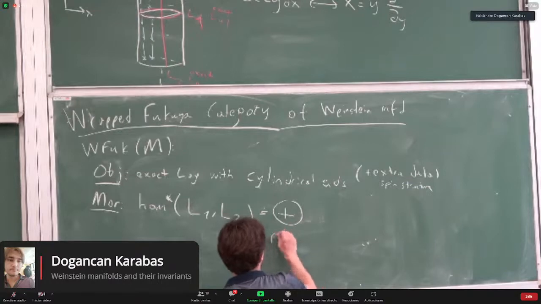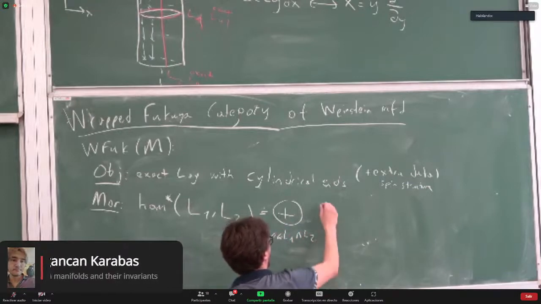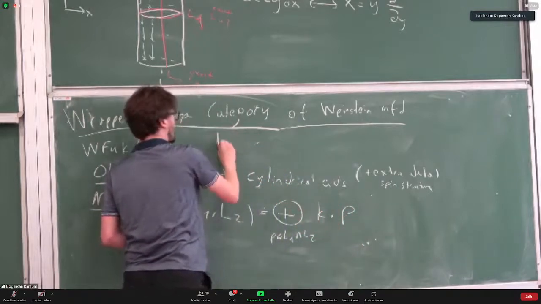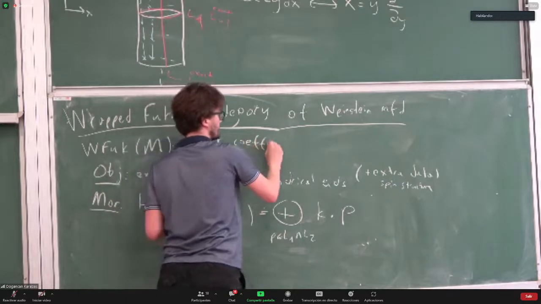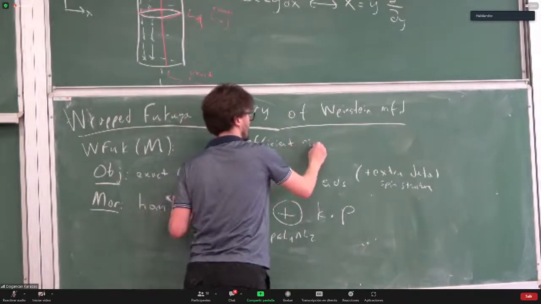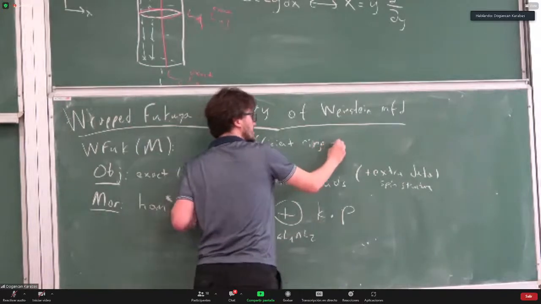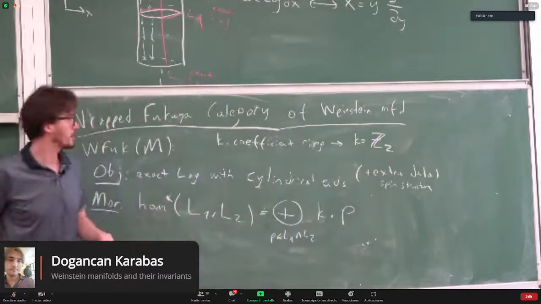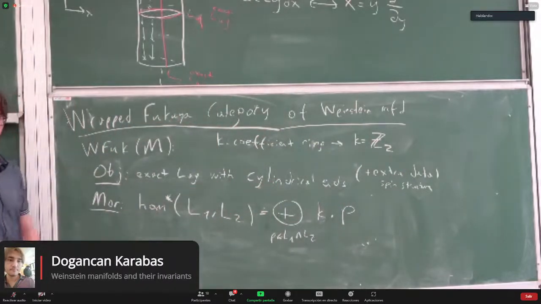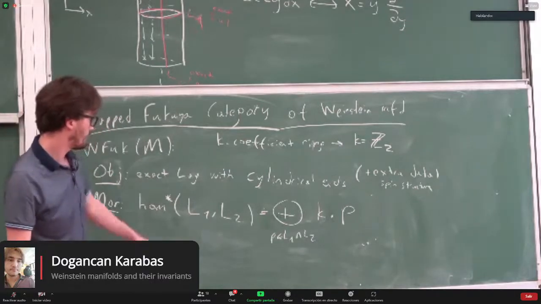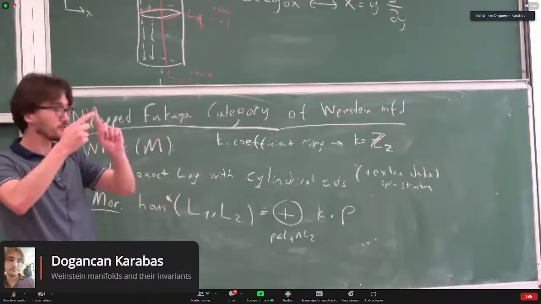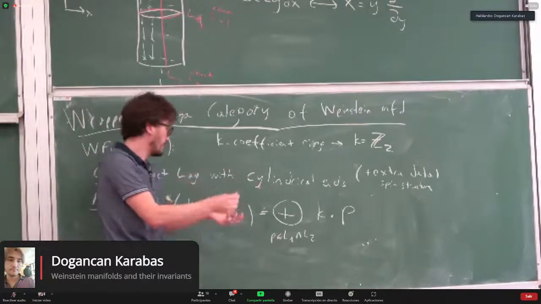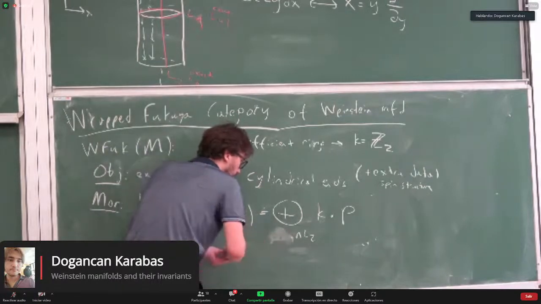So K is your coefficient ring, which in this talk I will take as Z2, but I will write K. So basically morphisms are generated by the intersections of L1 and L2. But this definition is not correct because L1 and L2 may intersect in infinitely many points, right? So you kind of perturb L1.